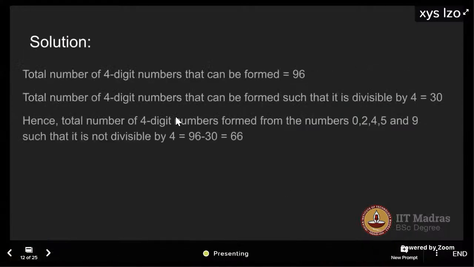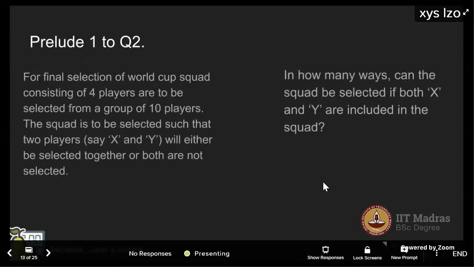Okay, so total numbers we formed are 96, and of those divisible by 4 are 30. So we are left with 66 numbers which are not divisible by 4. Okay, let's move to the second question.